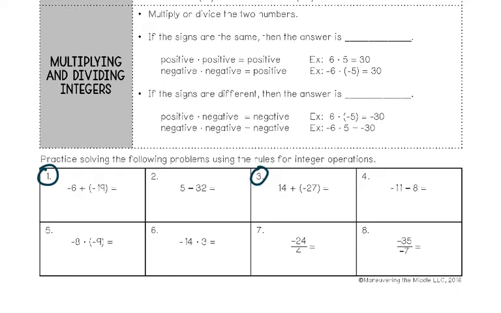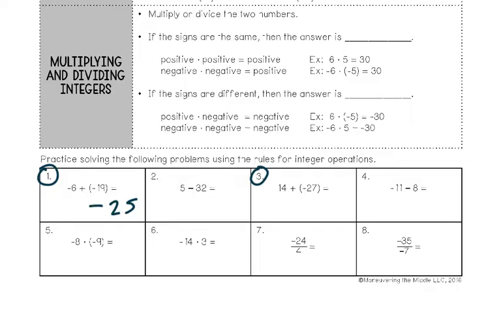Starting with number 1. The first thing I need to decide is, are these the same sign or different signs? Since they're the same sign, I'm going to add those values and then keep that same sign. So I know 6 plus 19 is 25, and then I know my answer will be negative.